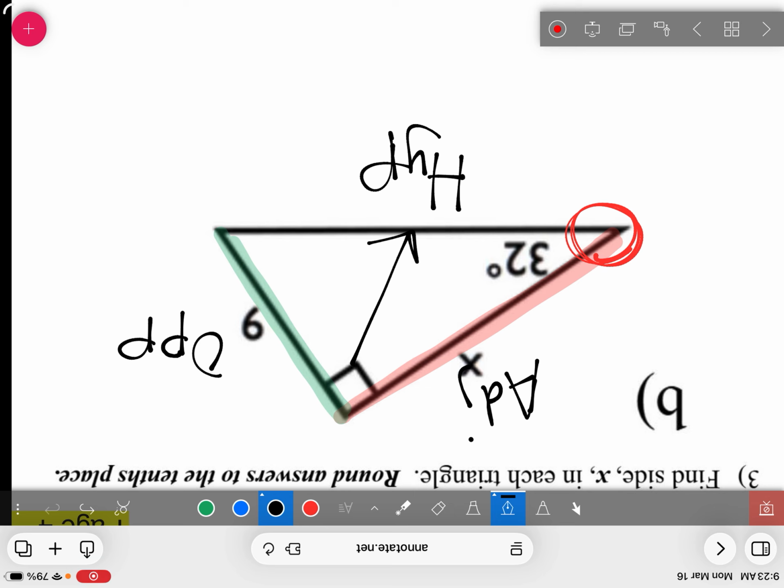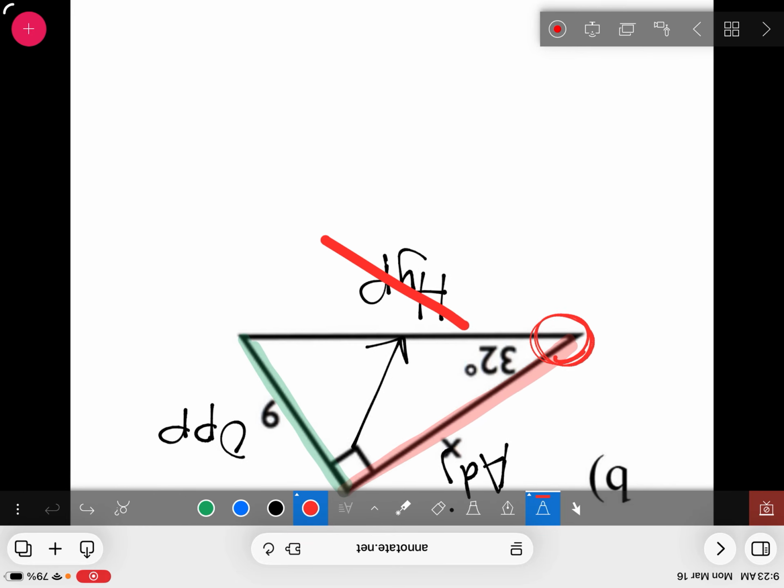There isn't anything labeled on this side, so I'm not concerned with that side. I'm going to go ahead and cross that out. I'm only dealing with the 9 and the X, which is opposite and adjacent. What's the trig ratio that uses opposite and adjacent? Tangent. So let's set it up. Tangent of the angle is opposite, which is 9, over adjacent, which is x.